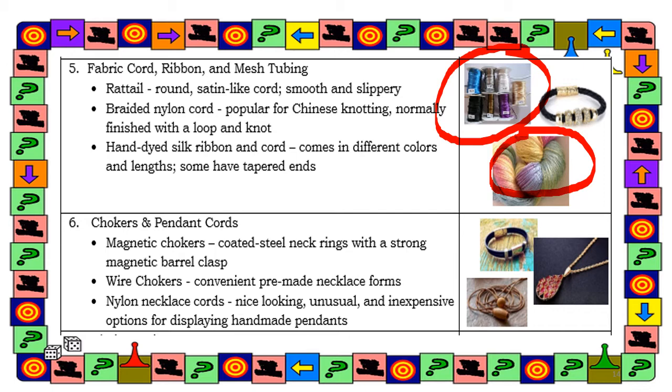Okay, then we have the chokers and pendant cords. We have magnetic chokers. They have coated steel-like neck rings with a strong magnetic barrel clasp. Wire chokers, which are convenient, and they have pre-made necklace forms, so they are easy to use because they already have a pre-made necklace form. So all you need to do is just add a pendant to it. And then we have the nylon necklace cords, which are nice looking, unusual, and inexpensive for displaying handmade pendants.